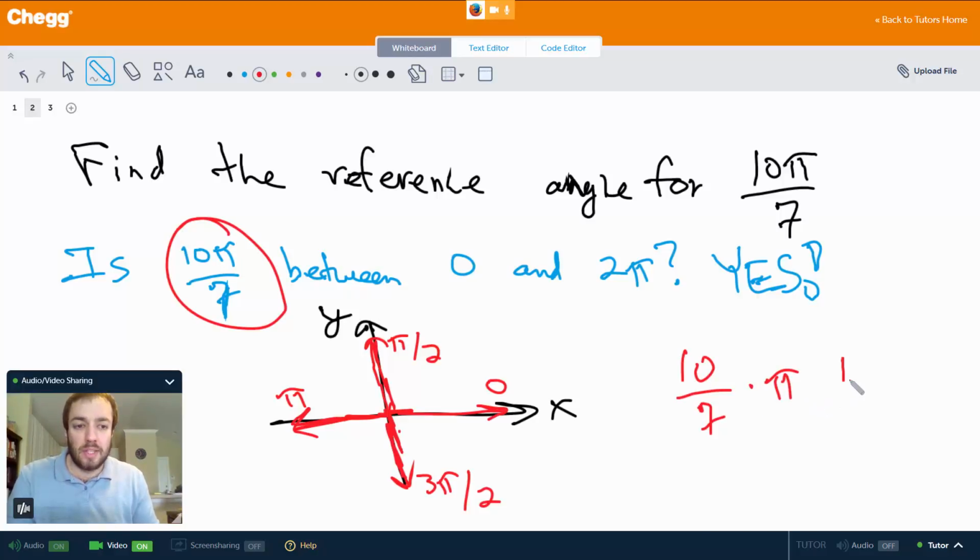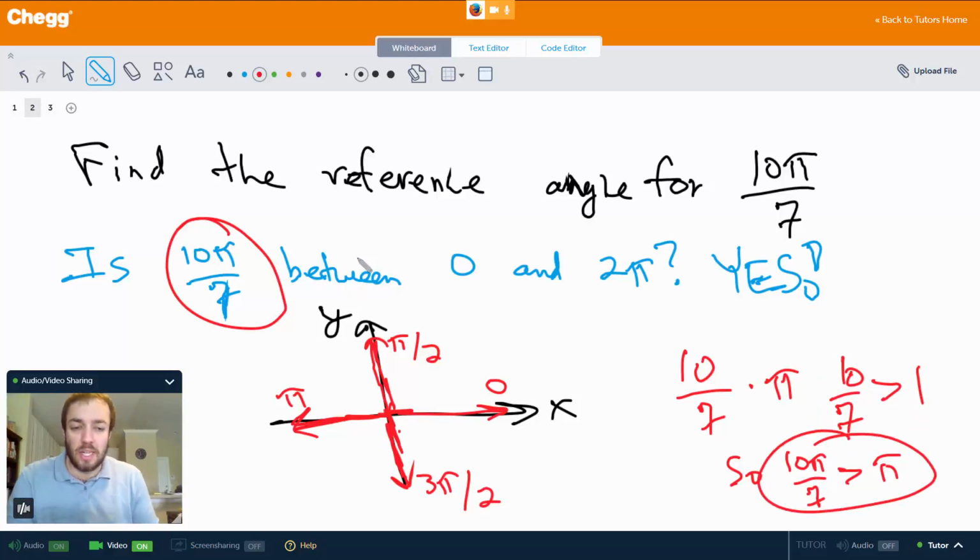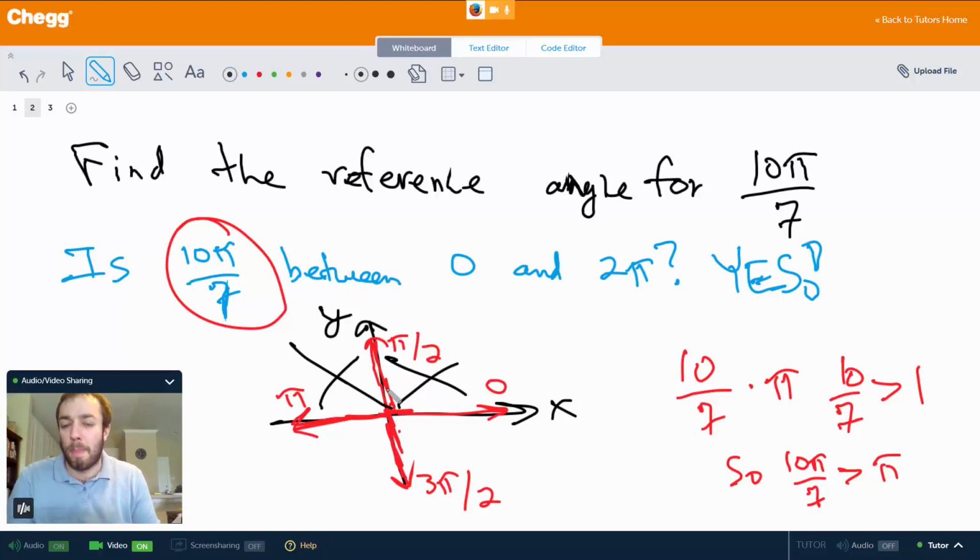Now 10 over 7 is clearly greater than 1, right? Because 10 is larger than 7, so of course 10 over 7 is greater than 1. So what that means then is that 10 pi over 7 must be greater than pi. Okay, so we know 10 over 7 is greater than 1, multiply both sides by pi, and you get this inequality here. So 10 pi over 7 cannot be up here, and it can't be up here, okay? So it has to be in here or in here.